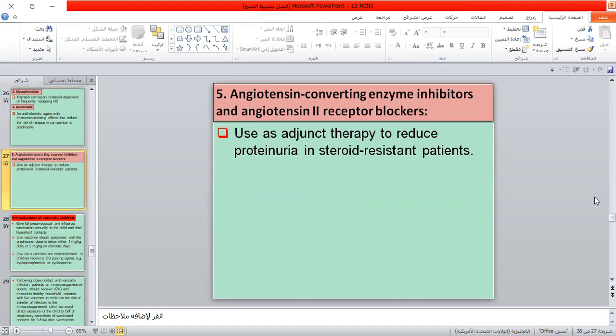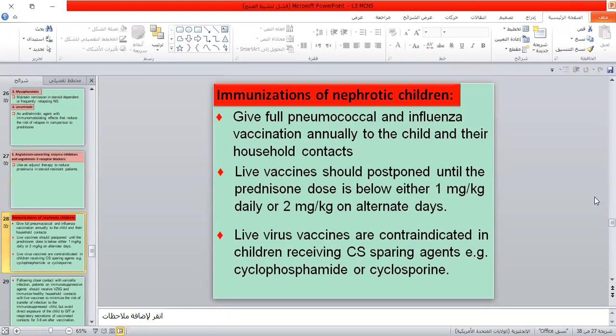عندنا angiotensin converting enzyme inhibitor and angiotensin 2 receptor blocker اللي هي enalapril والcaptopril antihypertensive drug. It's used as adjuvant therapy يعني in addition to the corticosteroid therapy. Also it reduces the proteinuria in steroid resistant patients. These are the adjuvant therapy or alternative therapies in addition to the corticosteroid therapy. بس يبقى الكورتيكوستيرويد هو mainstay in the treatment or cornerstone in the treatment. وحتى لما نستخدم ذني الالترناتيف it must continue with the corticosteroid.